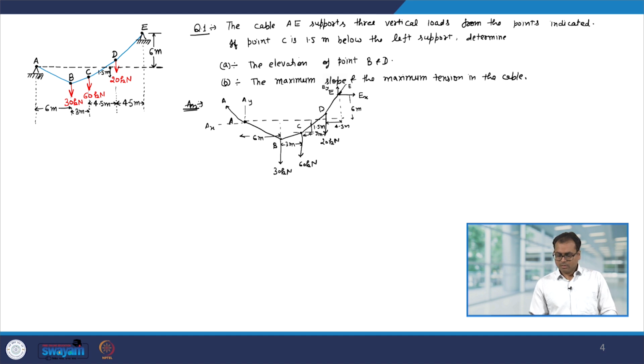Now, let us first look at the forces which are acting in the x direction. Okay. So, the forces that are acting in the x direction are Ex and Ax. So, you can clearly see that from summation Fx equal to 0, you get Ax equal to Ex. Okay. Now, to find out the other quantities, let us first take the moment about E.